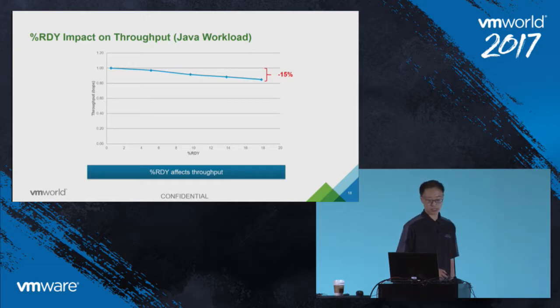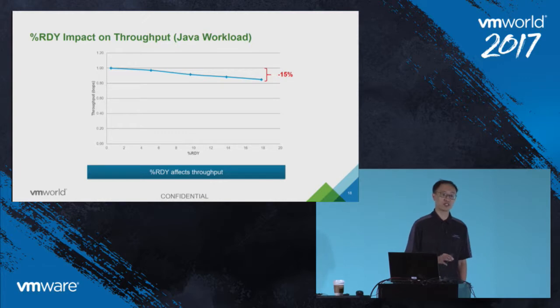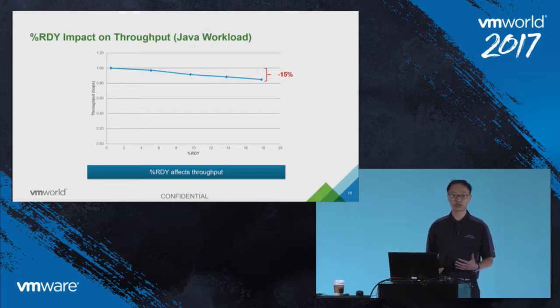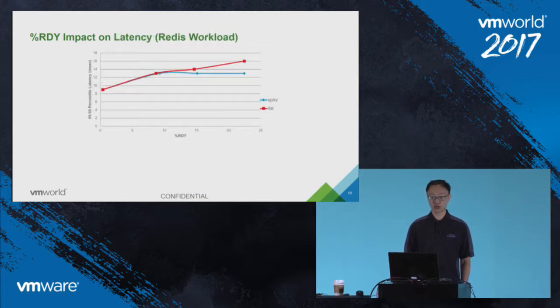With 18% of ready time, we see 15% of throughput drop. This is pretty realistic in this Java workload because it's mostly CPU bound. If you lose 18%, you run less, which is sort of proportionate to the time you lost. But if you look at the latency benchmark, it's completely different, right?